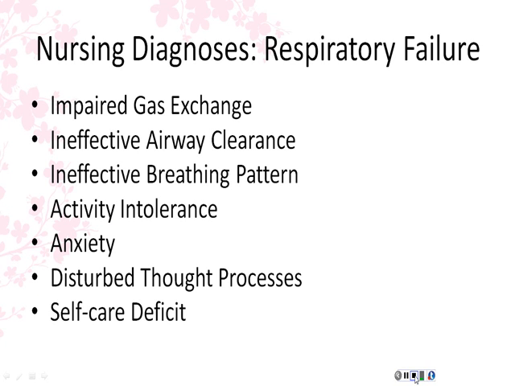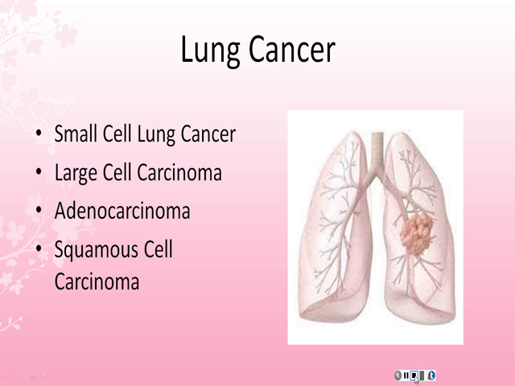Lung cancer. There are 4 major types of lung cancer, and they're classified by the type of cell that is involved, and include small cell cancer, large cell carcinoma, adenocarcinoma, which is closely linked with smoking, and then squamous cell carcinoma, which tends to have a better outcome or prognosis than the other types of lung cancer.